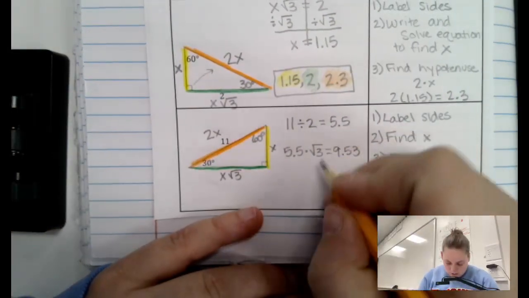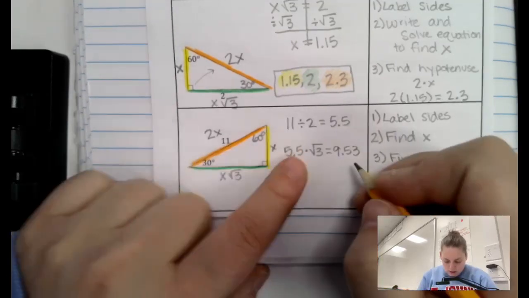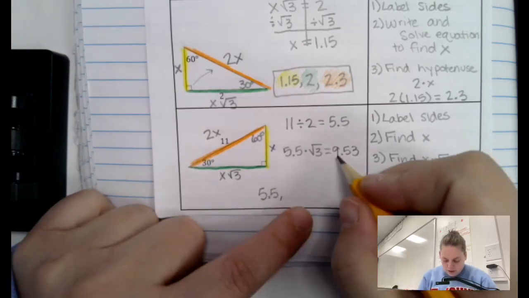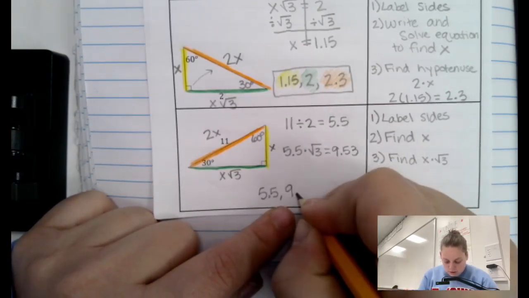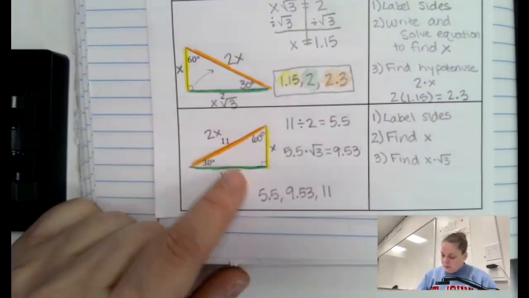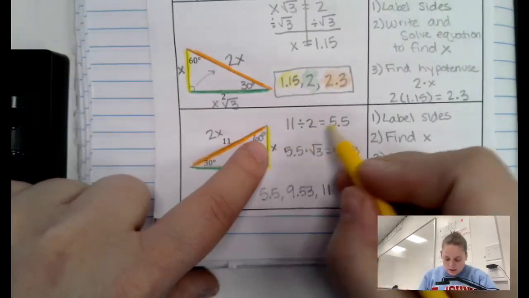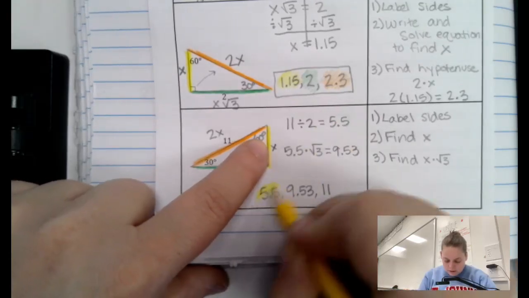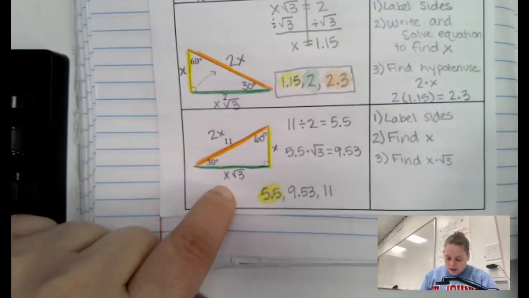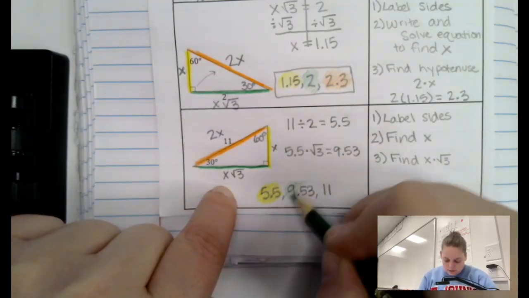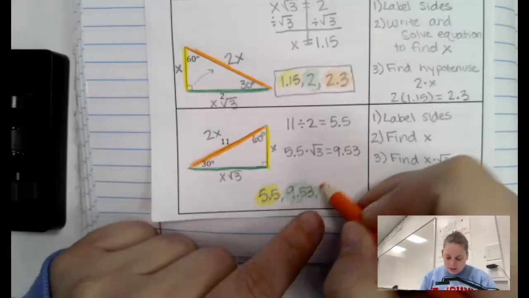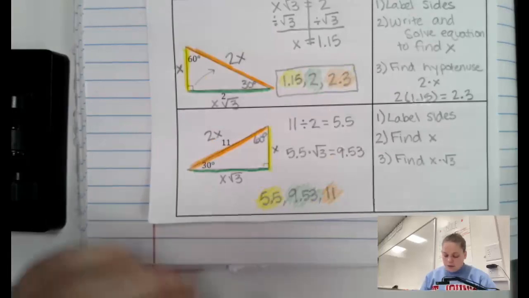All right, so our 3 sides, we have our 5 and 5/10, or 5 1/2, 9 and 53 hundredths, close to 9 1/2, a little bit bigger, and 11. And again, it should go smallest to biggest, so x is 5.5, that's what we found. Our other leg is 9 and 53 hundredths. And our hypotenuse, our biggest side, is 11. That ends up being the biggest side, so we're good to go.